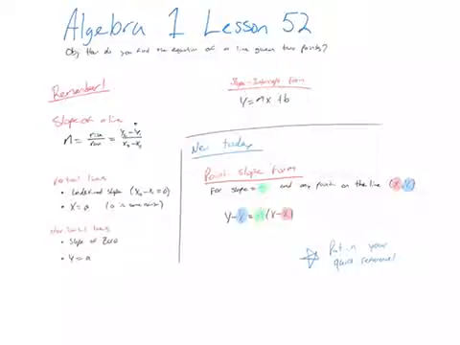A few other things to remember. First of all, if you want to find the slope of a line, it's rise over run. You can use this formula right here. Remember also that we use the letter m to represent slope. Don't ask me why, that's just what we do.